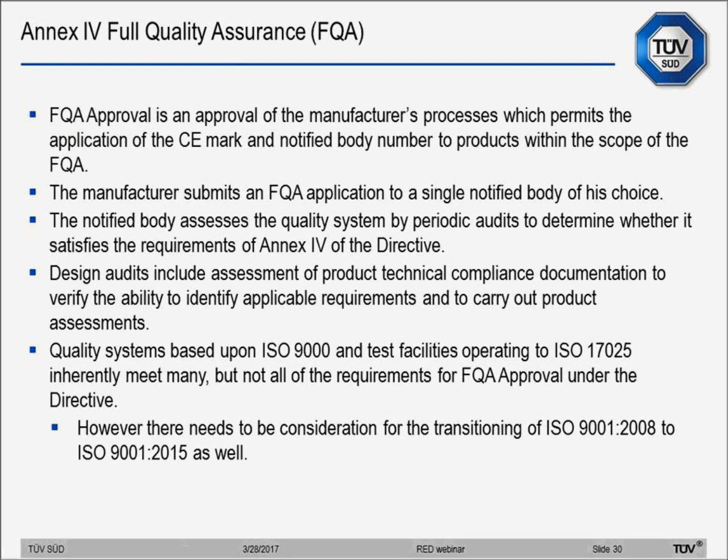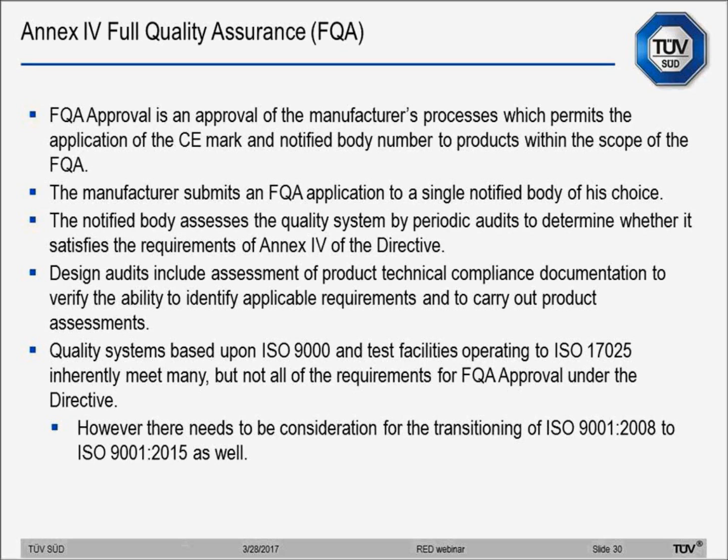FQA approval is an approval of the manufacturer's process which permits the application of CE mark and notified body numbers to products within the scope of the FQA and RED. The manufacturer submits an FQA application to a single notified body of his choice, and the notified body assesses the quality system by periodic audits to determine whether it satisfies the requirements of Annex 4 of the directive. Additionally, design audits, including assessment of product technical compliance documents, are verified as well.